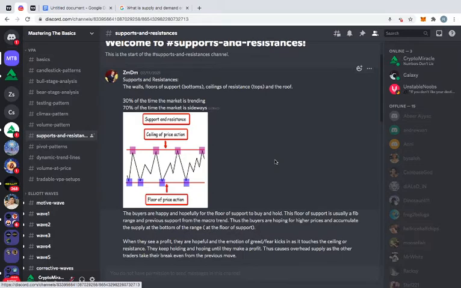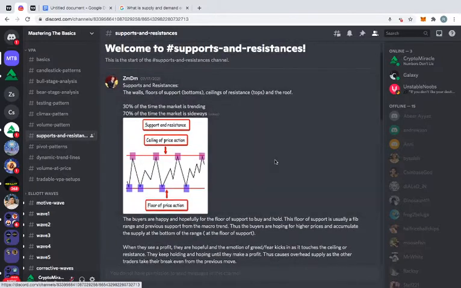So in this section, we're going to talk about the emotions that come in the markets, okay? Emotions of really the public and the market makers. So let's talk about it. Supports and resistances. The way we talk about is the walls, the floors of support. I like this saying, this meaning. The floor of support is the bottoms, and the ceilings of resistance, tops.